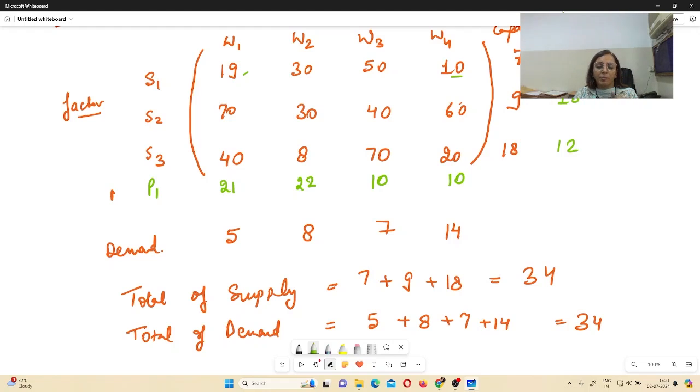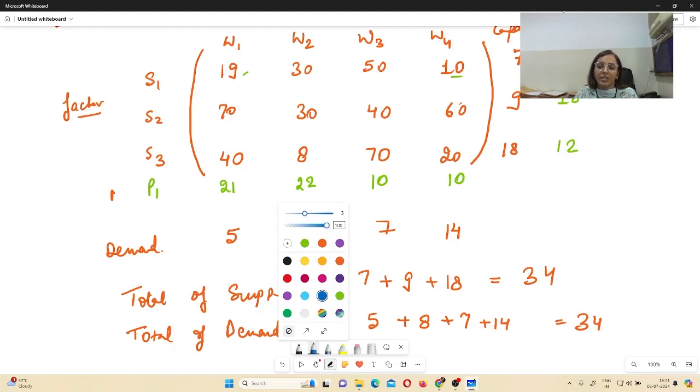After calculating the penalty from each row and column, then find out the maximum penalty. So from here, the maximum penalty is, and give the allocation to that cell. 9, 10, 12, 10, 10, and 22 and 21. So the maximum value is in W2. So select the W2 and give the maximum allocation to the lowest one. So the lowest one is 8, and how much allocation we can do in this cell is like 22.